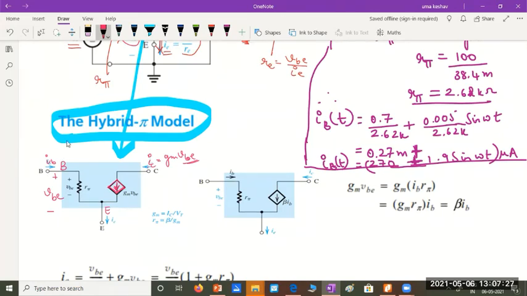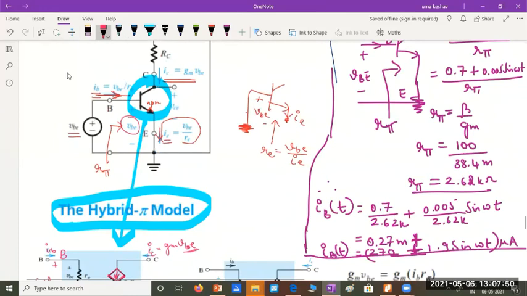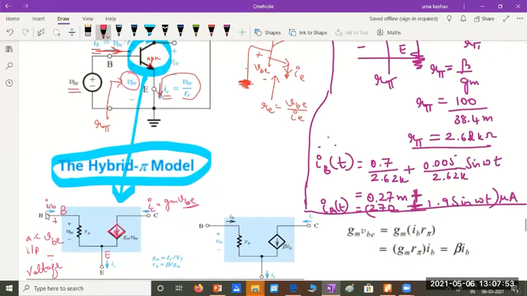Since we use common emitter, the emitter is treated as the common terminal. This will usually be grounded. So between base and emitter, we consider the AC input voltage. The base current is entering into the base terminal, similar to what we have considered here. And this base current will face a resistance of VBE by IB, which is defined as R pi. So there is a resistance R pi between the base and emitter junction.